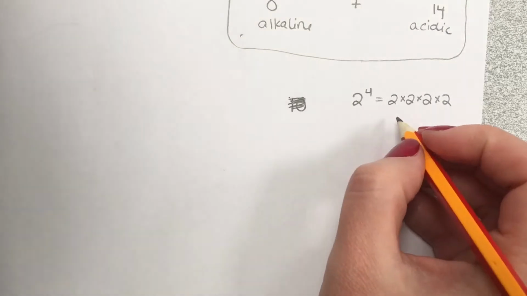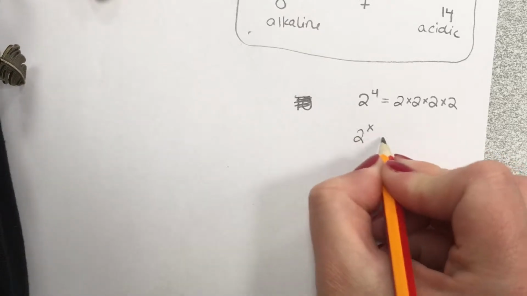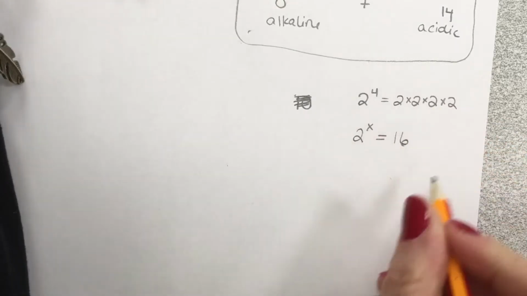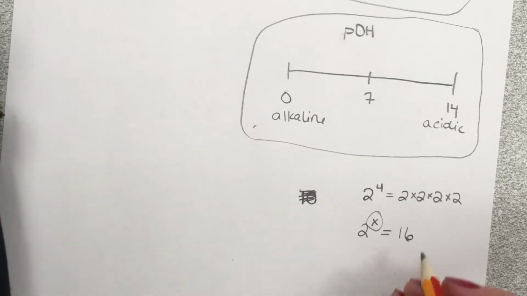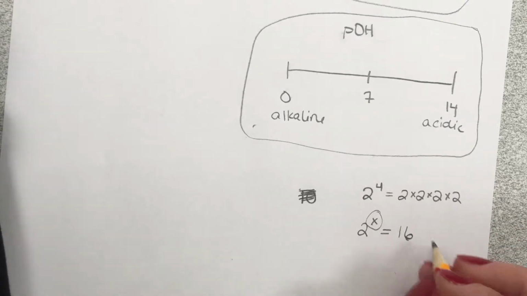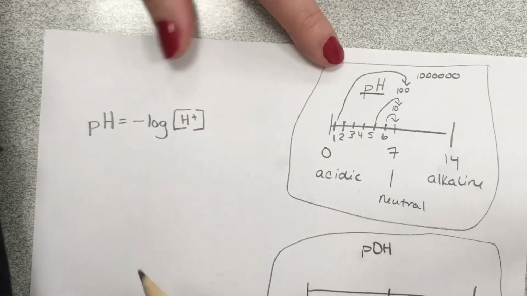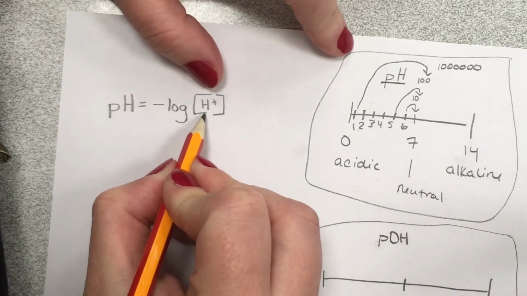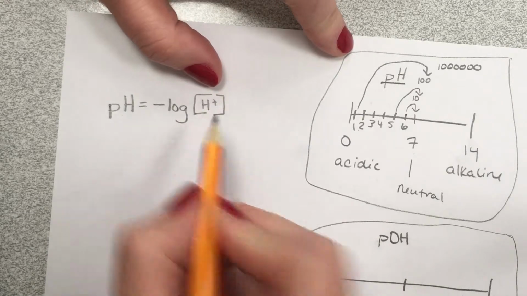A log is just, let's say we have 2, we don't know what it's the power of, and we know the answer is 16. A log would find out what this number is. Now, when we're in chemistry and talking about pH, we're going to assume all of the bases are 10. So knowing that, to calculate pH, we would take the negative log of the concentration of hydrogen ions.